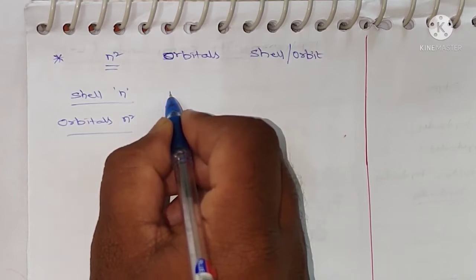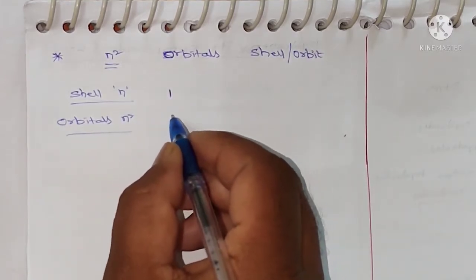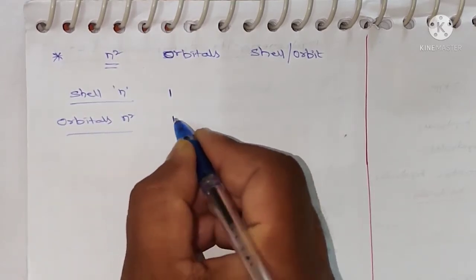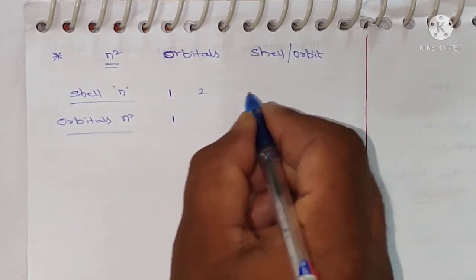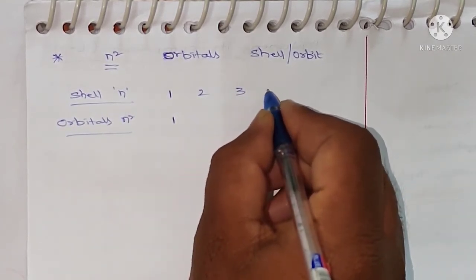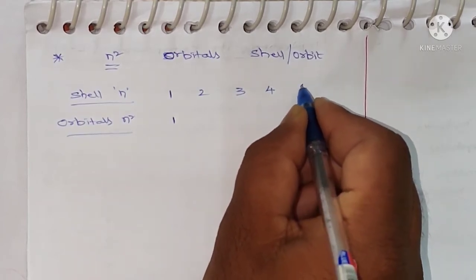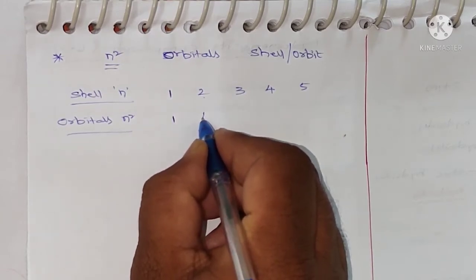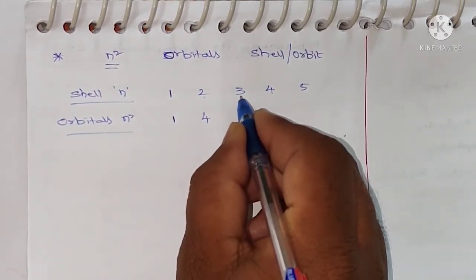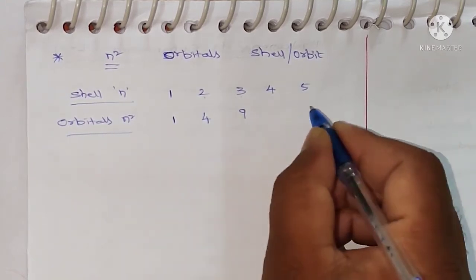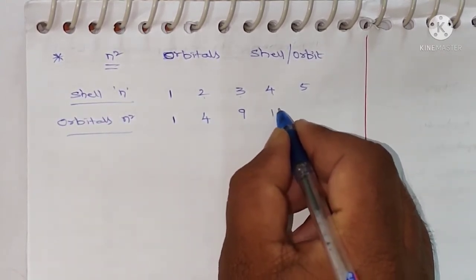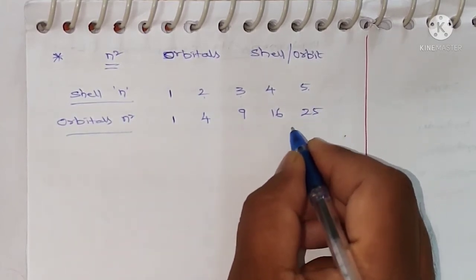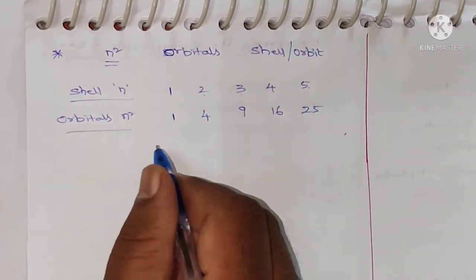The shell 1 means first orbit. In first orbit the total number of orbitals is only 1. In second orbit, and third orbit, fourth and fifth. In second orbit or in second shell the total number of orbitals is 4. In third shell the total number of orbitals is 9. In fourth, total number of orbitals is 16. In fifth, 25. Let me take one example here.